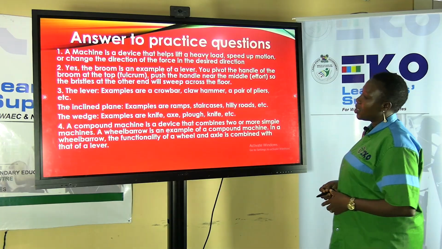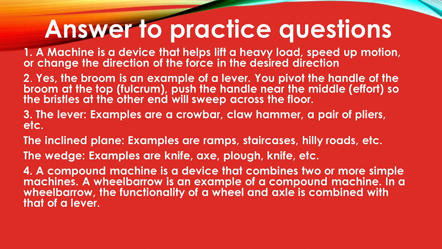Examples of a lever are a crowbar, claw hammer, a pair of pliers. So if you choose any of these answers, you are definitely on the right track. Examples of an inclined plane, we have the ramps, the staircases, hilly roads, etc. Examples of a wedge, we have the knife, the axe, the plow, etc.